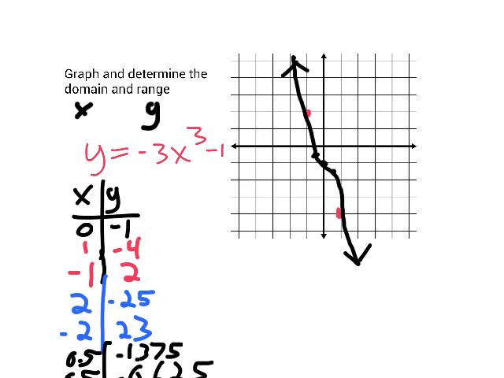The domain should represent all the numbers that you could legally plug in for x without breaking math rules. The big ones you want to look out for are a divide by zero problem and taking the square root of a negative. You can plug in anything you want and you won't divide by zero in this equation. You can plug in anything you want and you won't be taking the square root of a negative number. So our domain is all real numbers.